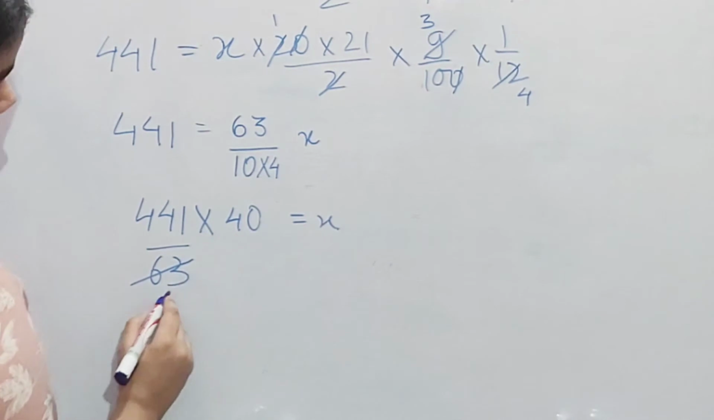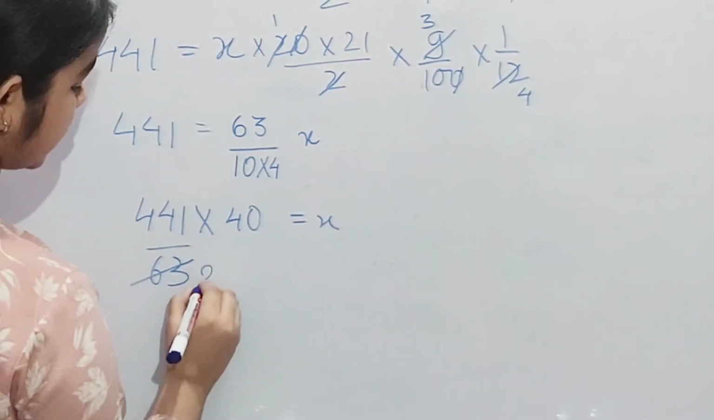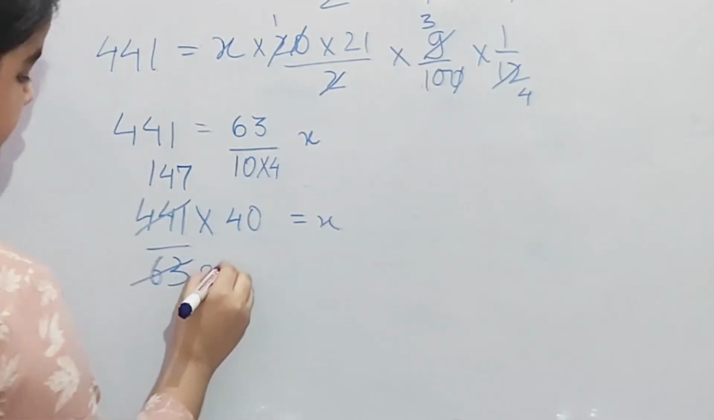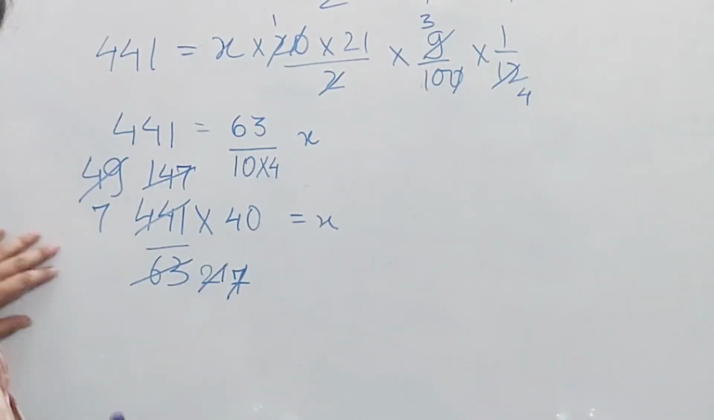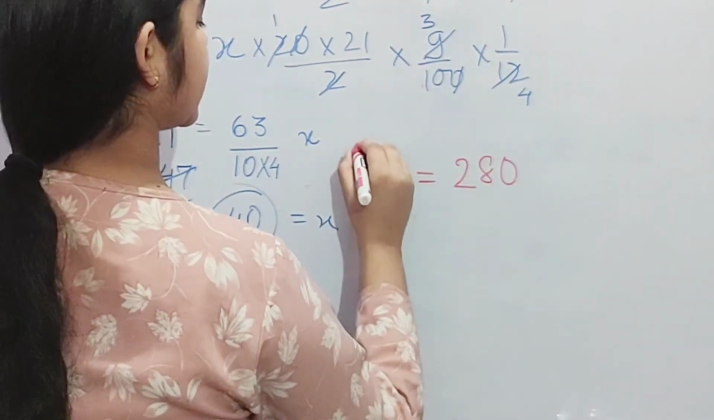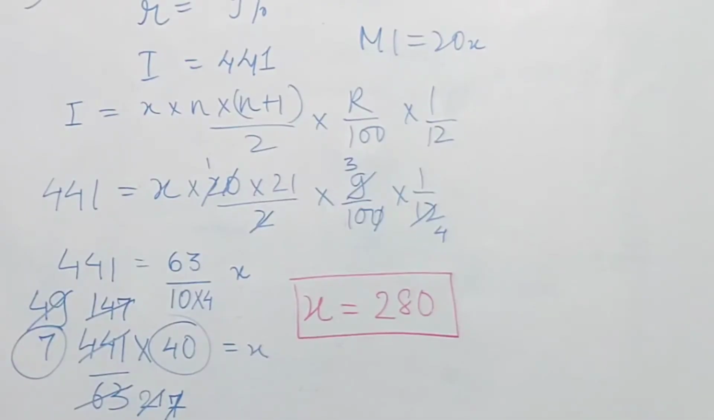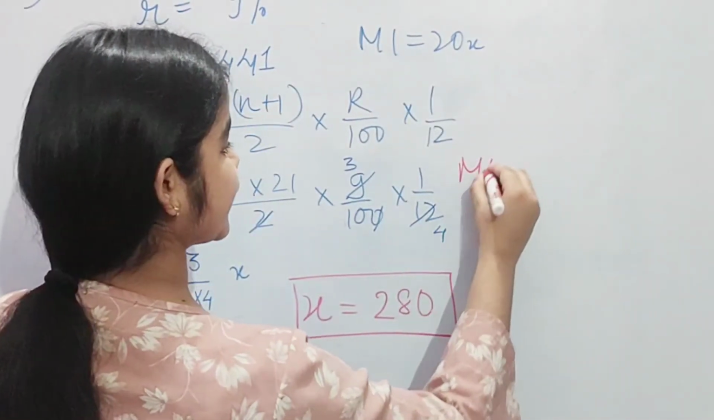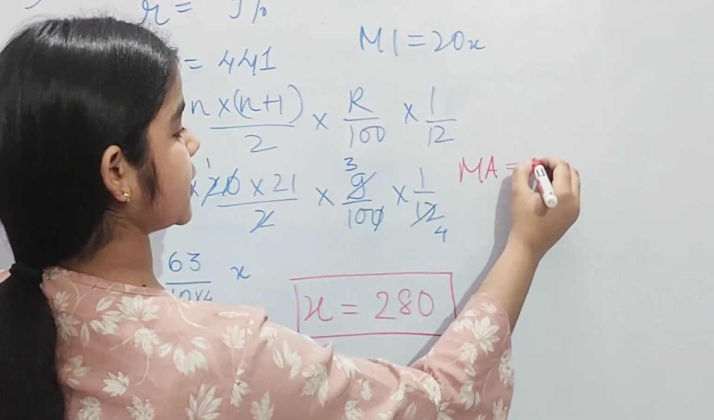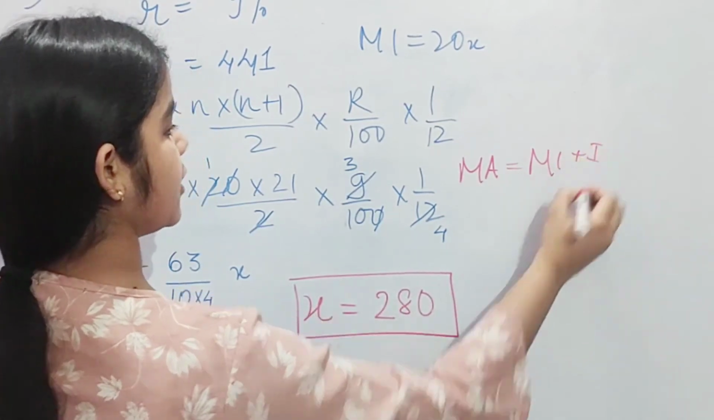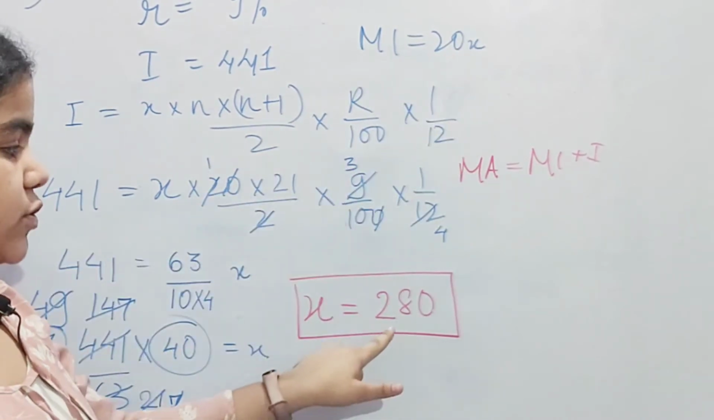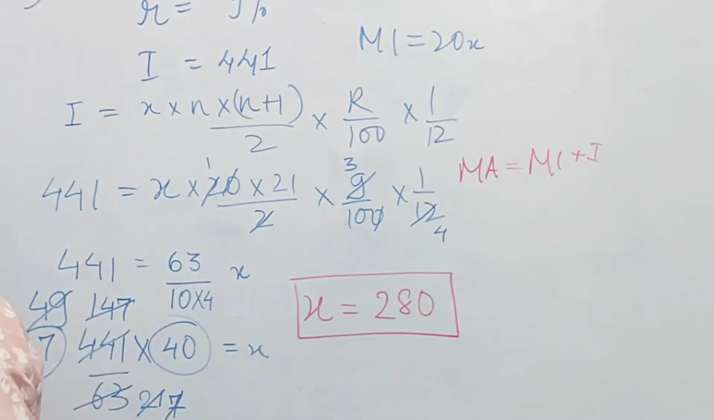Start cancelling it. See, this when divided by 3 is 21. This when divided by 3 is 147. 7. That is, we get 7 times 40. Rupees 280. So now if you want to find out the maturity amount, yet it's not asked in the question, but if you want to find out, you can do the same thing over here. MI plus I. You know the interest value? MI is 20 times x. So you'll multiply 20 with 280 and you can find out the maturity amount.